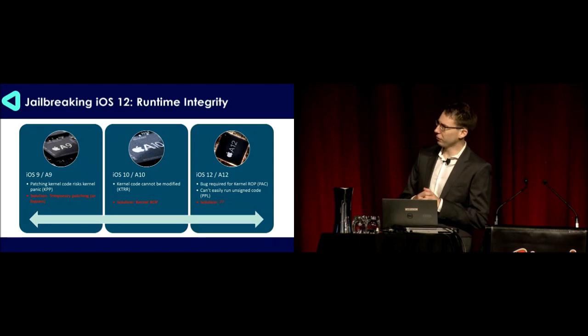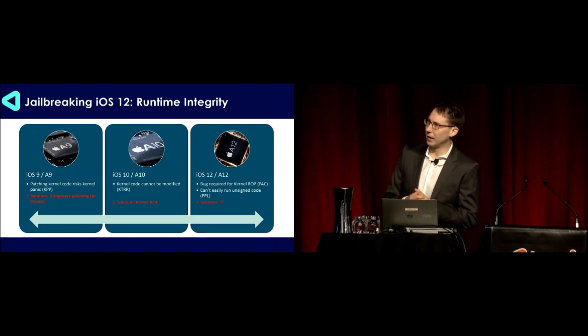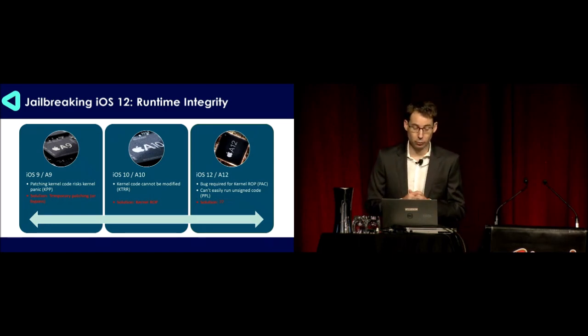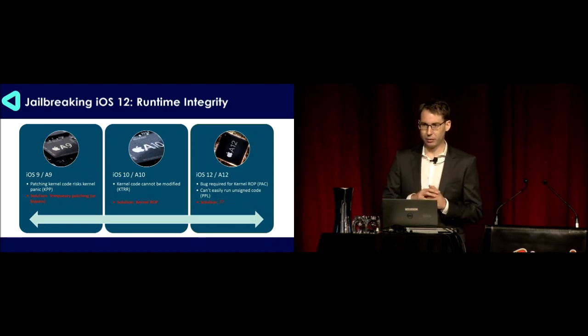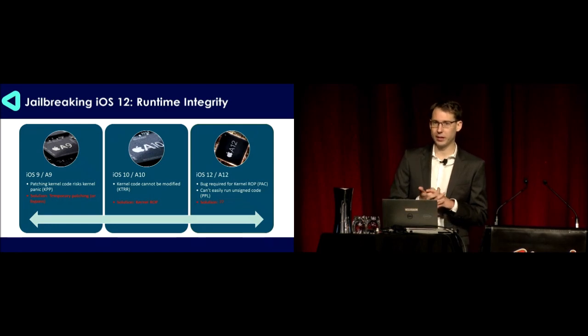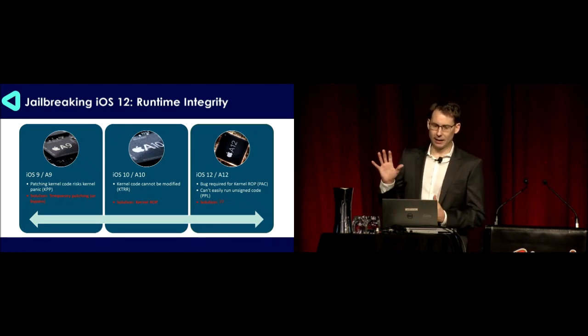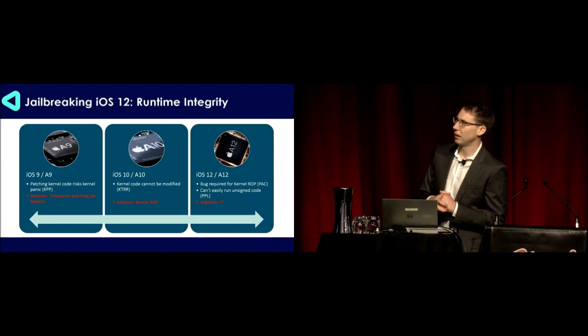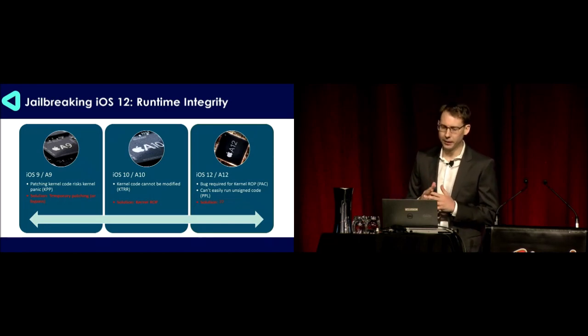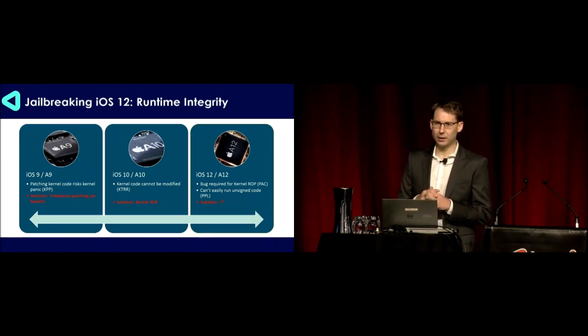So this was a problem, but you could sort of work around it by temporary patching, which is what a lot of jailbreaks did. There was also a couple of bypasses that have been published. In particular, Pangu mentioned one of them in a talk that I gave a link to earlier. The A10 then changed that and introduced a new feature called kernel text read-only region, or KTRR, which is intended to replace KPP.